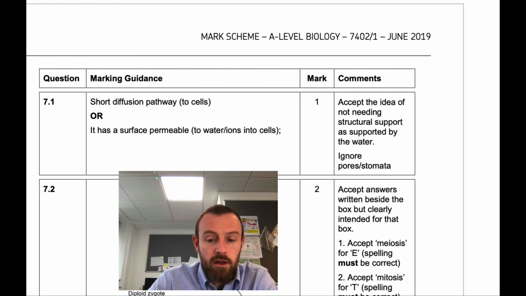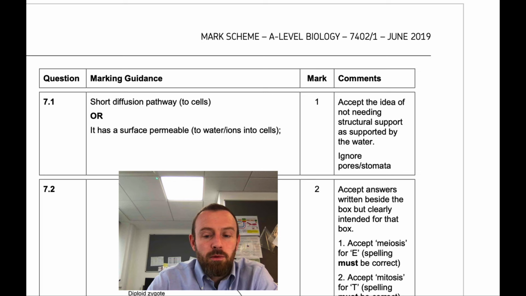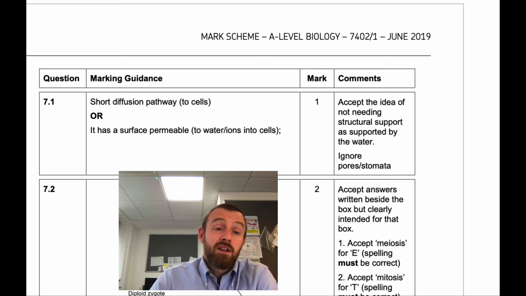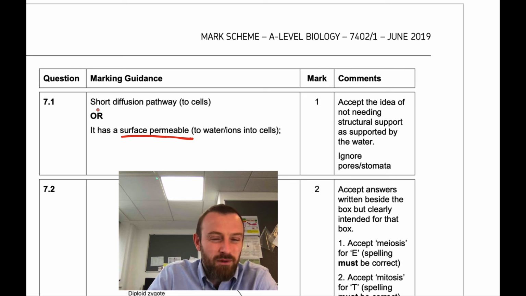No, that's not it. You're not going to get that. So, short diffusion pathway. I guess, yeah. I mean, it is flat. It has a surface permeable to water or ions. Yeah, I would not have got that. So, I mean, surface is permeable. I wouldn't have said it this way.